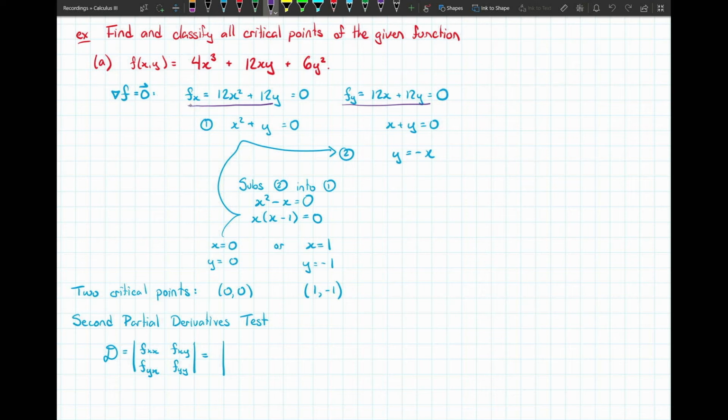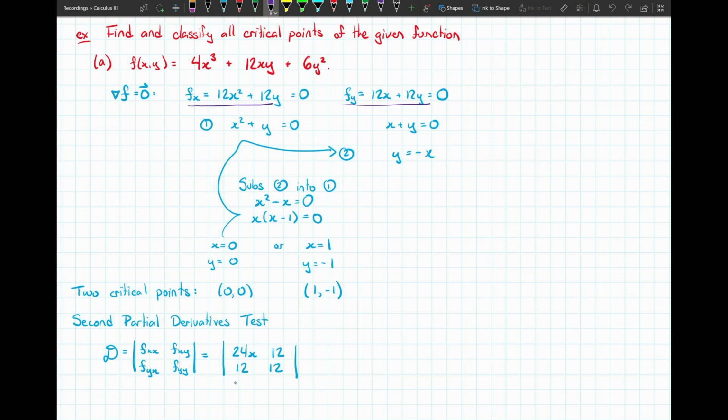If we want to take the derivative of fx with respect to x, then treating 12y as a constant, we will end up with 24x. fxy is where we take the partial derivative of fx with respect to y. So we'll treat 12x squared as a constant, and then the derivative of 12y is simply equal to 12. It's always nice to check that the derivative fyx is also the same, and that will be where we take the partial derivative of fy with respect to x. Sure enough, that is also equal to 12. Lastly, we're going to have to take the partial derivative of fy with respect to y. That is also 12.